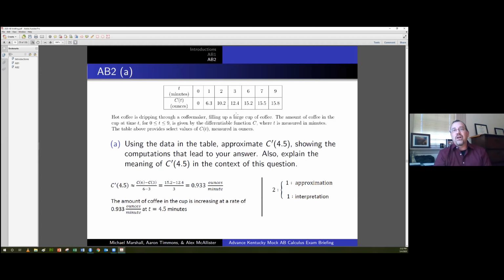We're going to approximate C prime of 4.5. So there are 2 points that we put in this section, an approximation point, and then students are asked to explain the meaning, so an interpretation. You can see we'll be working on the interval from 3 to 6 and finding 0.933 ounces per minute. And then we'll be looking for them to say that the amount of coffee is increasing at a rate of 0.93 ounces per minute at t equals 4.5 minutes.